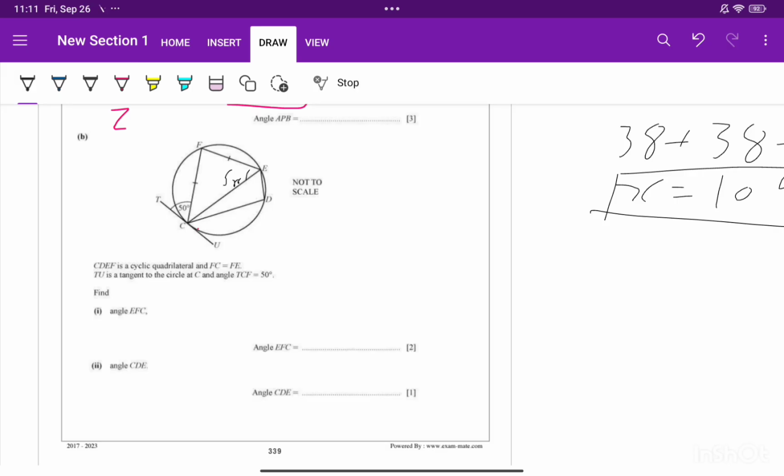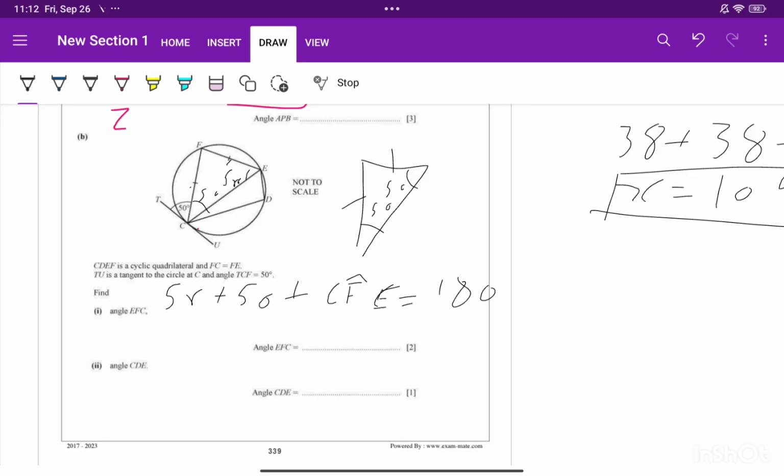Okay, and as this is an isosceles triangle, as these two sides are equal, and if this angle is 50, then we know this angle will also be 50. So FCE will also be 50, and we know that angles in a triangle add up to 180. So it will be 50 plus 50 plus CFE is equal to 180, which will give us the answer 80 degrees. So we write 80 degrees.